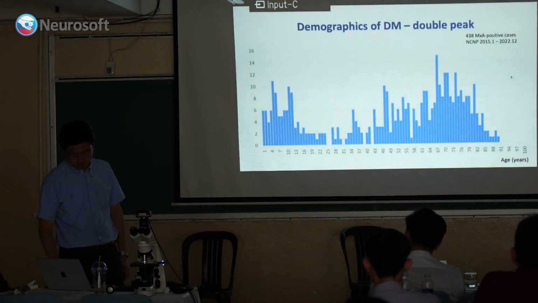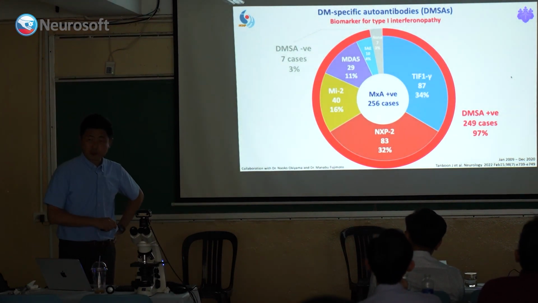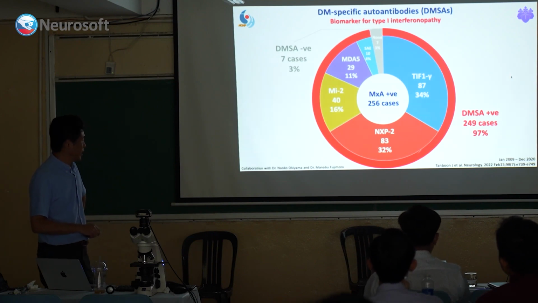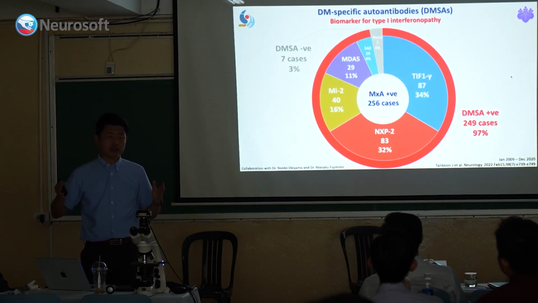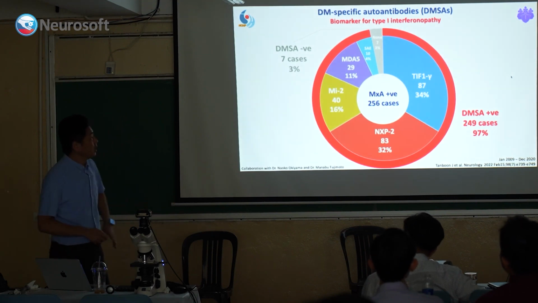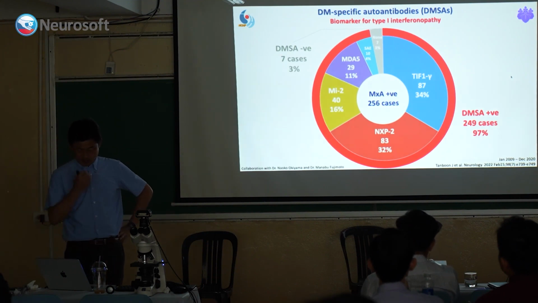So, there are 5 autoantibodies specifically associated with dermatomyositis: anti-TIF1 gamma, NXP2, Mi-2, MDA5, and SAE. Virtually all of the dermatomyositis cases pathologically confirmed by MXA expression are positive for one of those 5 antibodies.